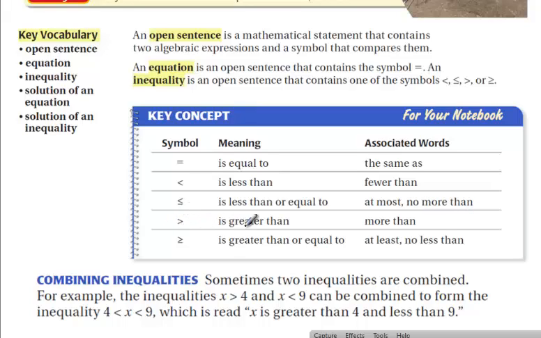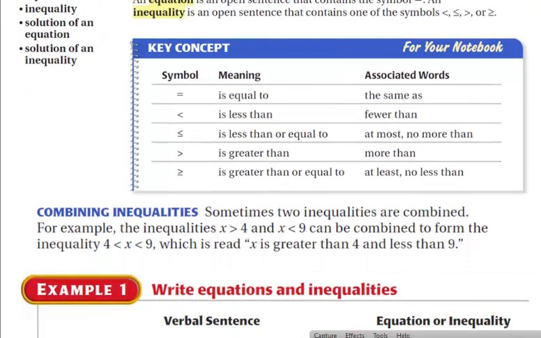This symbol is greater than, so "more than" also refers to the same symbol. And the last one is greater than or equal to, so at least, no less than. So when we see those words, we need to remember what they mean. So let's continue. Combining inequalities.